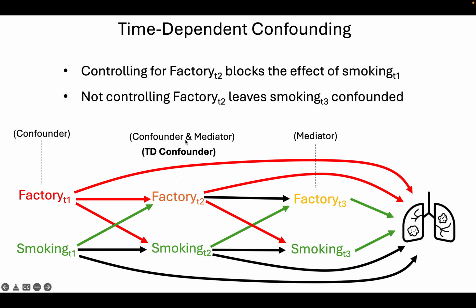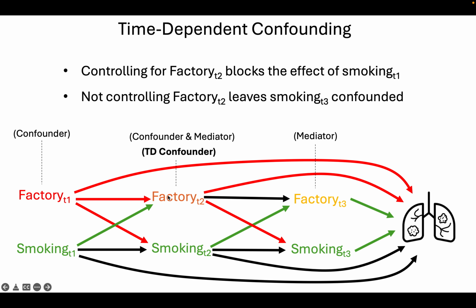So this creates a problem where if we control for factory at time 2, we're not getting the total effect of smoking. If you've taken any regression classes, that's a common thing you always hear. You don't control for intervening variables or mediators because they're entangled with the effect we're looking at. You'll attenuate it if you control for that and make smoking look less harmful. So yeah, if we control for factory at time 2, we eliminate some of this effect of smoking.